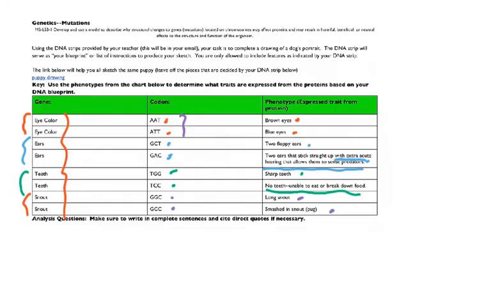these are the questions you have to answer. So let's try to answer them together right now. Based on your observations of the table, what differences could you predict between the models? So we just went over this. These are the things that are going to be different because these are the things we have codes for. We have codes for eye color, ears, teeth, and the snout.